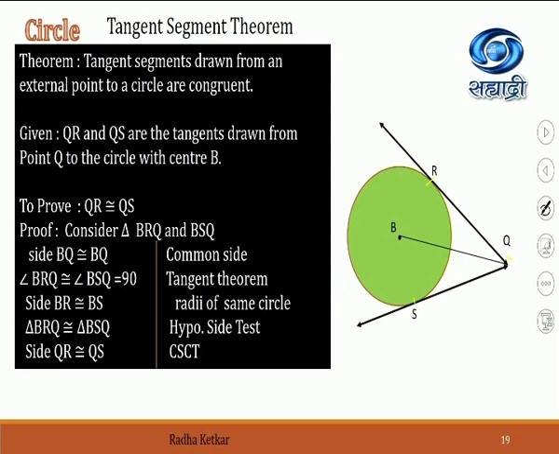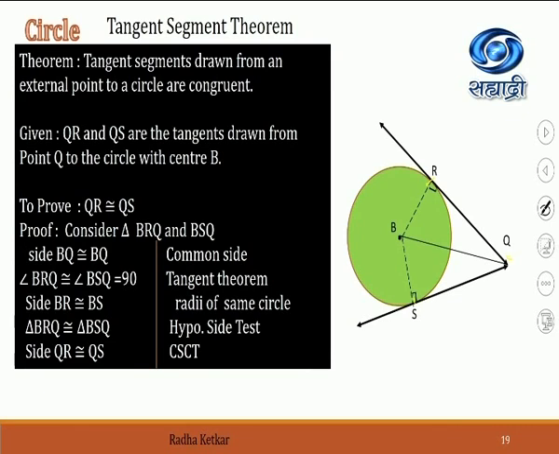So look at the given part. QR and QS are the tangents drawn from point Q to the circle with center B. And what we have to prove? QR is congruent to QS. So let us consider the two triangles. You can see we can join BR so that we get one triangle. Join BS, you get another triangle.